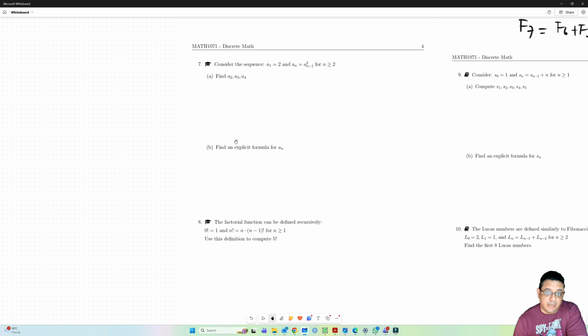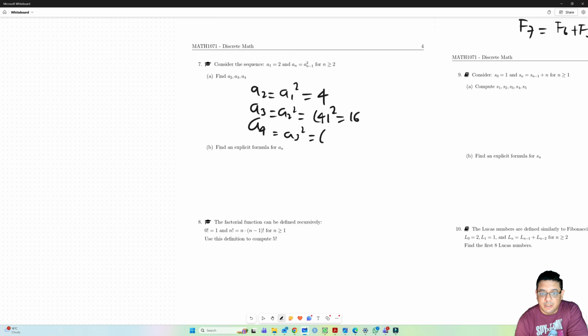So this is: consider A1 equals 2 and AN equals AN minus 1 squared, for N bigger or equal than 2. We want to find a couple of terms. So what is A2 according to this? It is just going to be A1 squared, which is 4. A3 is just going to be A2 squared. So that's going to be 4 squared, which is 16. And then A4 is going to be A3 squared, which is 16 squared, which is going to be 256.